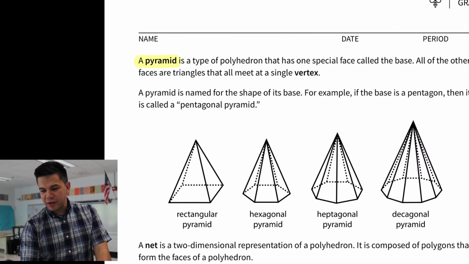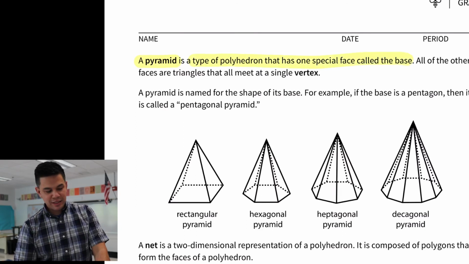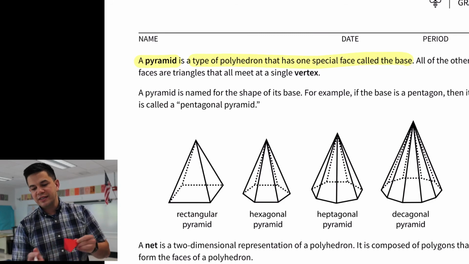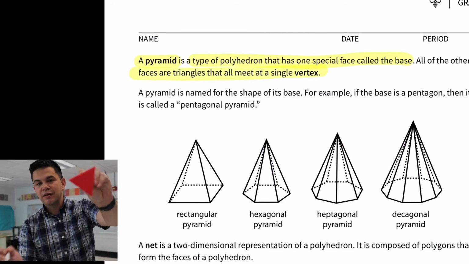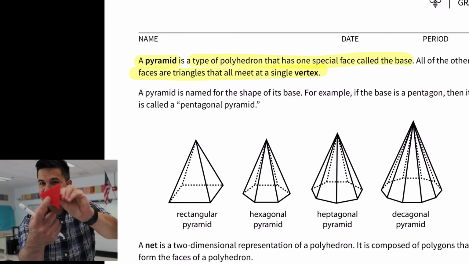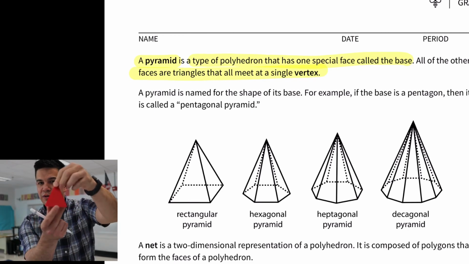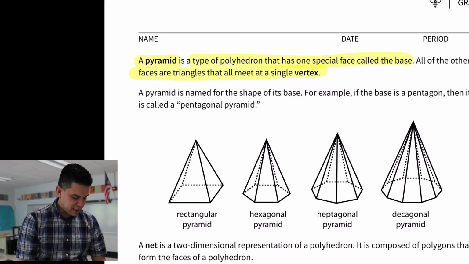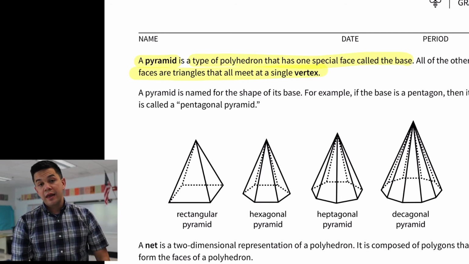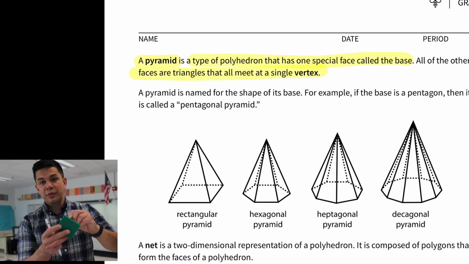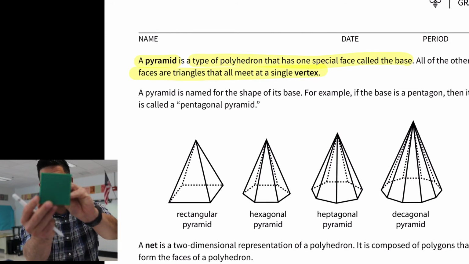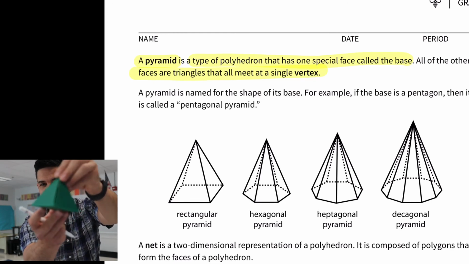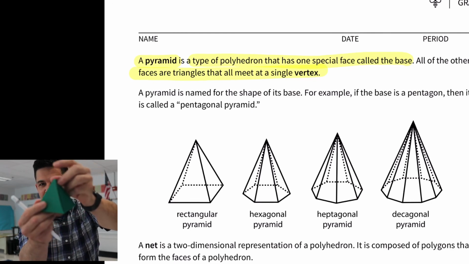And lastly, we have a pyramid. It's a type of polyhedron that has one special face called the base, and all other faces are triangles that meet at a single vertex. So this is the base. In this example, the base is a triangle, and all the other faces are triangles, and they meet at a single vertex at the top. Now, you can have a square pyramid or a rectangular pyramid. By the shape of the base, they have triangular sides, and of course these all meet at the very top at the vertex.